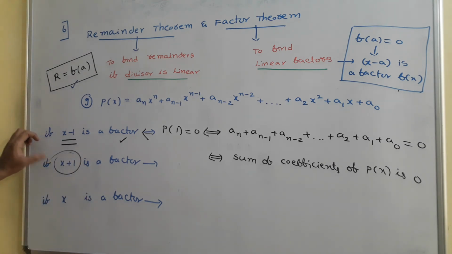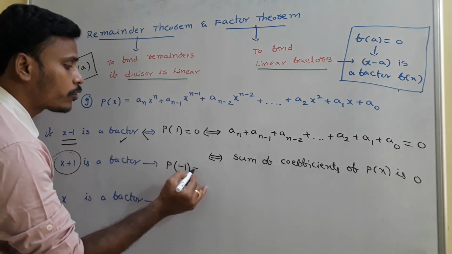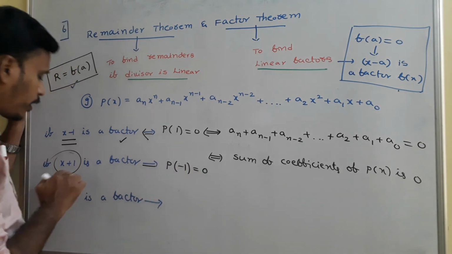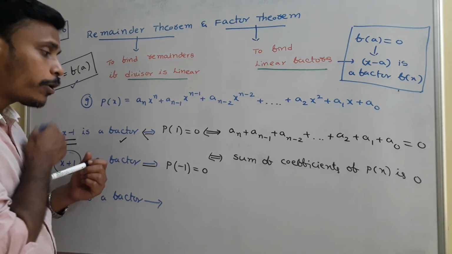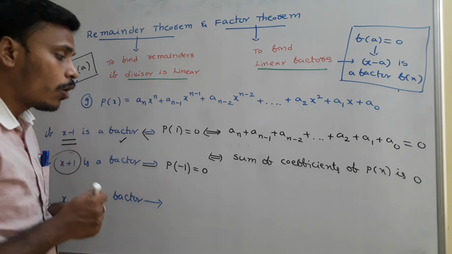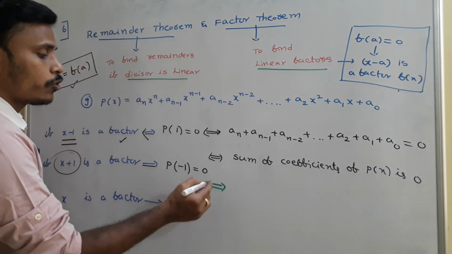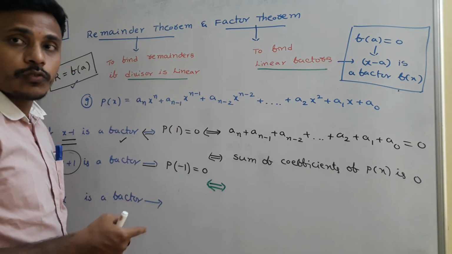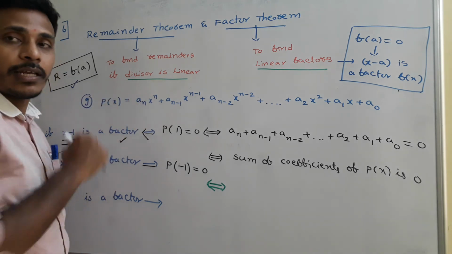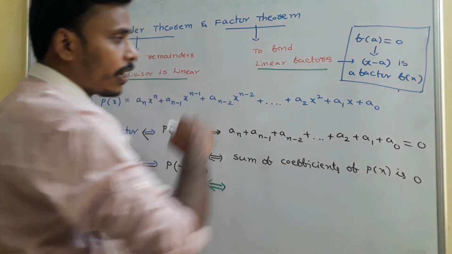See, if x plus 1 is a factor, then p of minus 1 is equal to 0. X plus 1 is a factor, okay? P of minus 1 is equal to 0. And if p of minus 1 is equal to 0, what will happen? You need to replace x with minus 1. Since we are replacing x with minus 1, minus 1 to the power n, actually we don't know whether it is even or not. And that's why you just start from this direction.